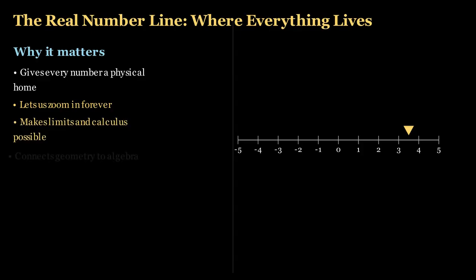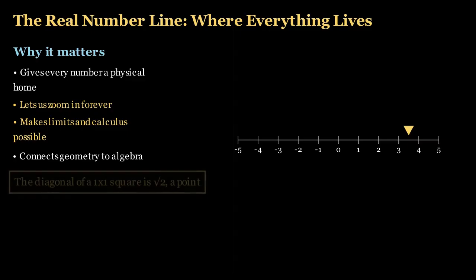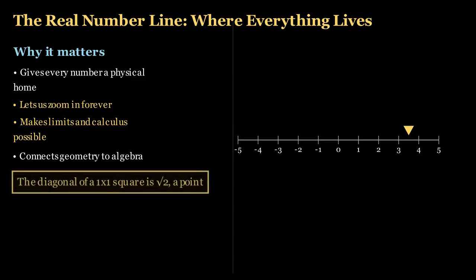This no-gaps property is called completeness, and it is the secret ingredient that makes calculus work. When we talk about a limit, a number we get closer and closer to, we need to know that the number we are aiming for actually exists on the line. Without completeness, a limit might point to a hole, and the whole idea of approaching would break down. It also connects the shapes of geometry, like the diagonal of a square, to the numbers of algebra.